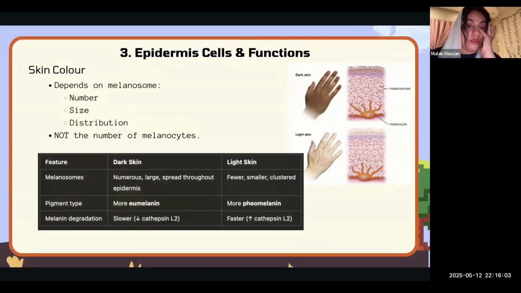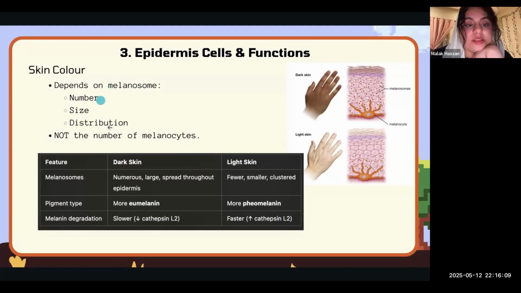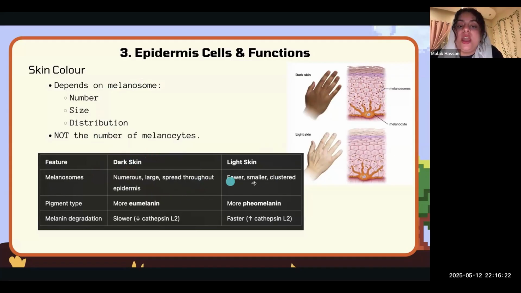Okay. Now, let's talk about skin color. Like we said, it depends on the melanosome number, size, and distribution, not the number of melanocytes. So the difference between dark skin and light skin is that the melanosomes in dark skin will be numerous, large, and spread out through the epidermis. And in light skin, there are fewer, smaller, and clustered.